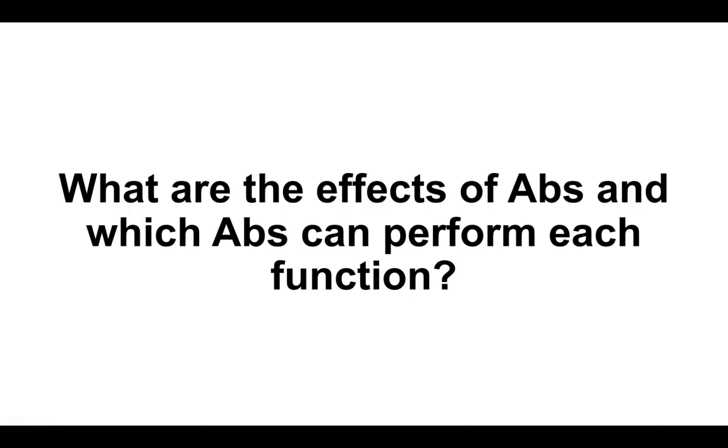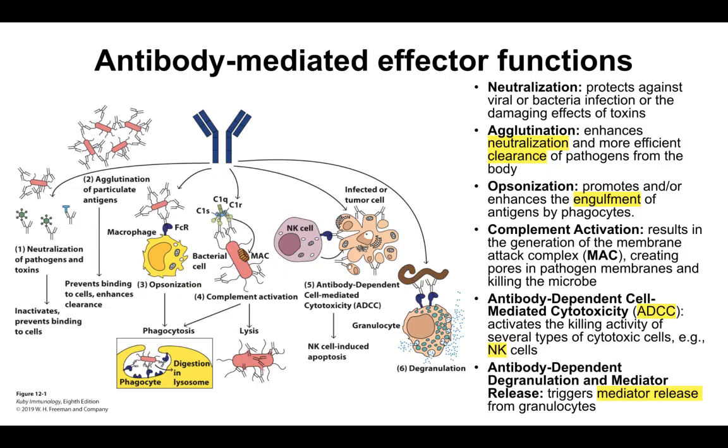What are the effects of antibodies, and which antibodies can perform each function? So we have the functions of the antibodies here. So they're all good at neutralizing pathogens and toxins, so basically inhibiting the pathogen from having an effect. They're good at agglutinating, so clumping them all together. The ones that are better at agglutination are IgA and IgM, because the IgA is a dimer and IgM is a pentamer.